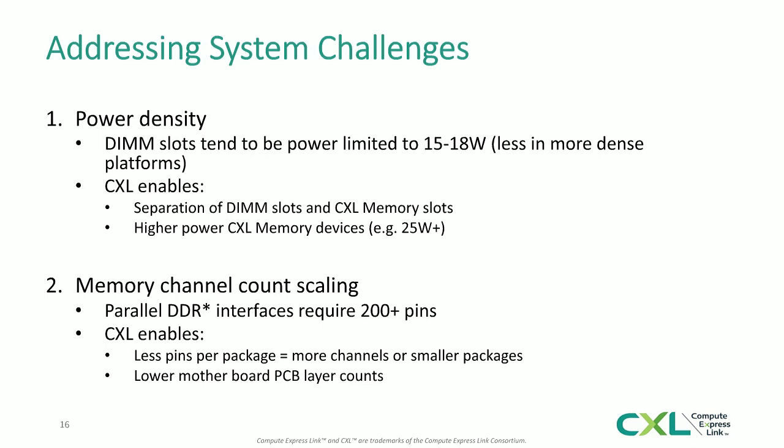And then the second challenge here that Prakash was talking about was just in general in terms of scaling the memory channels themselves. So a parallel DDR interface requires a little over 200 pins just for one channel, basically. Whereas with CXL, we only need about a quarter of that. So ultimately, that means we either end up with a lot fewer pins and signals per package or per socket, and we can build smaller sockets and smaller packages, or it allows us to pack a lot more potential channels into the same footprint as we have in the past.